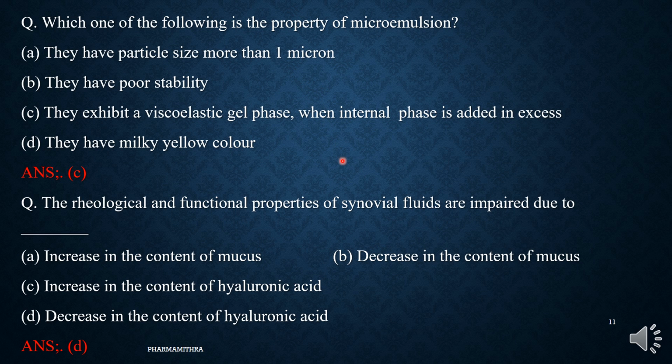As we know, articular cartilage and synovial fluid are closely linked for the proper lubrication of the joints. So, if there is a decrease in the content of hyaluronic acid, that may result in the impairment of the synovial fluid. So, option D is the right answer. The rheological and functional properties of synovial fluid are impaired. So, we want to know the basic concept. This is due to the decrease in the content of hyaluronic acid or HA, endogenous HA. Option D is the right answer.